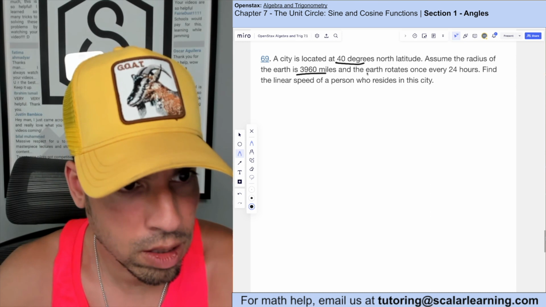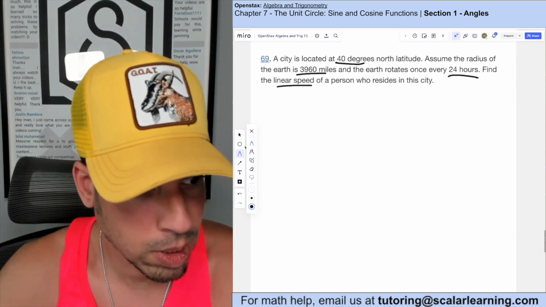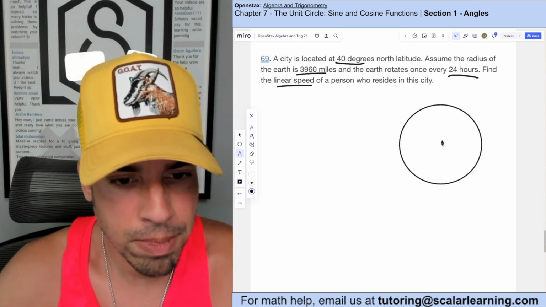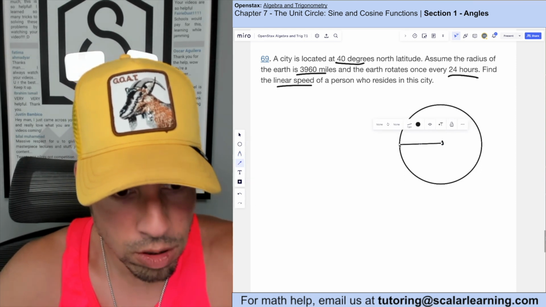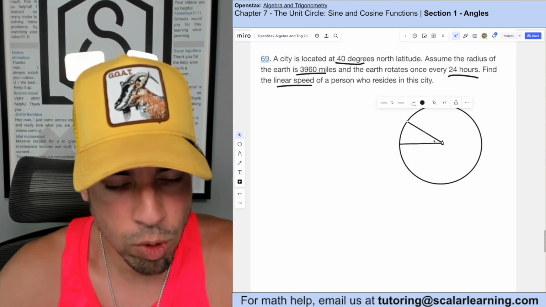So this question says the city is located 40 degrees north latitude. Assume the radius is this, and the Earth rotates once every 24 hours. Find the linear speed. So first, what are we talking about when they say 40 degrees north latitude? That means that if this is the equator going straight across, 40 degrees north latitude would be like this, meaning this would be a 40-degree angle.